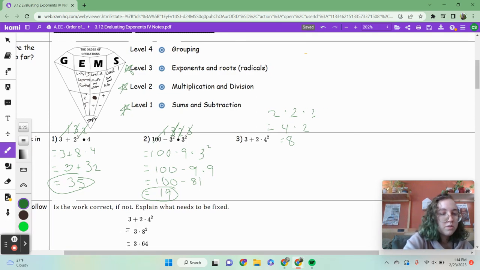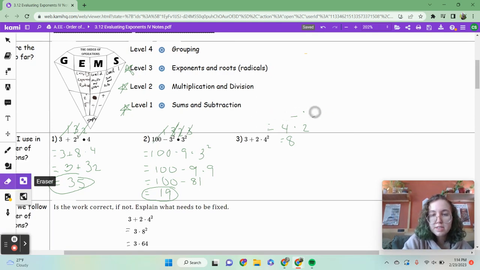I'm going to erase this over here so this doesn't get confusing. That was just my side work. That's all not equal to 8. Maybe it is. We'll see.